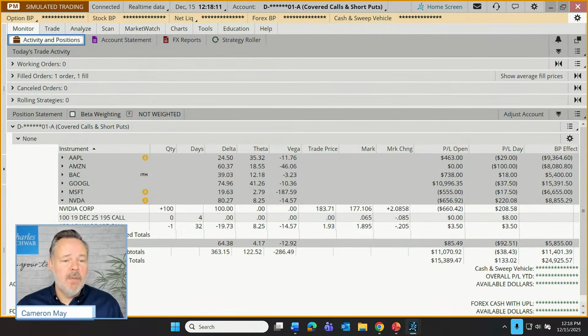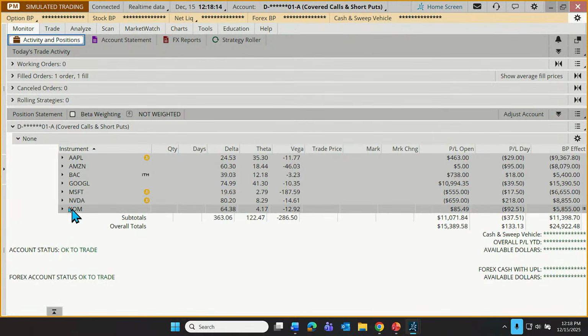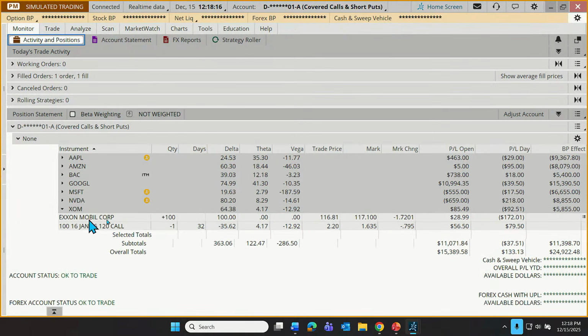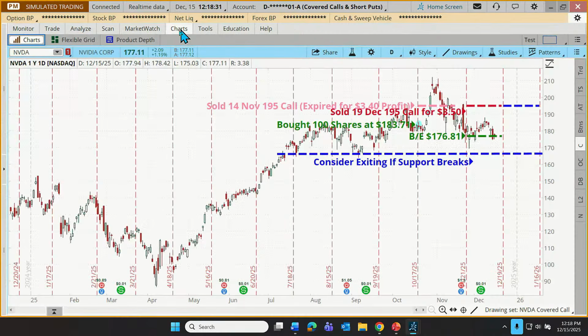One more position left to go through. XOM, I don't think we're going to be doing anything with this today, as a spoiler alert. We bought 100 shares and sold the 120 call. The stock's at 117, so it's below our strike but above what we paid for the shares. That's pretty much what the covered call trader would be looking for.